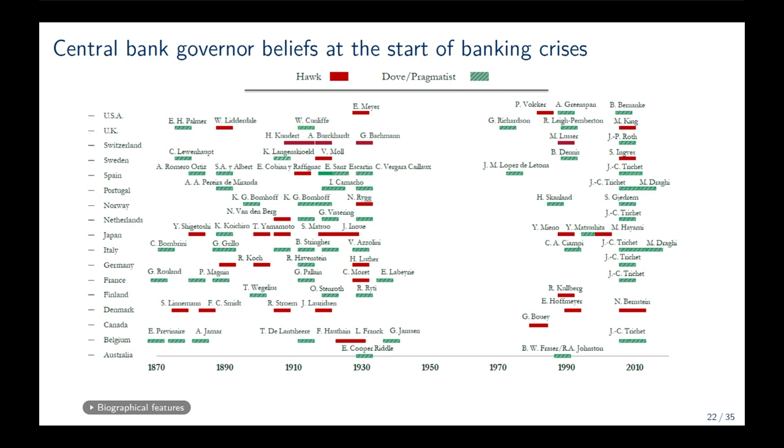You might disagree with some of those. Jean-Claude Trichet is a pragmatist. We can disagree with some of these classifications, but we do them for all crises that we have in the data set.